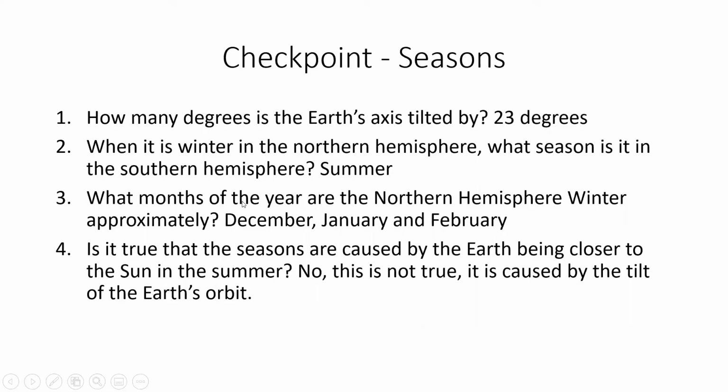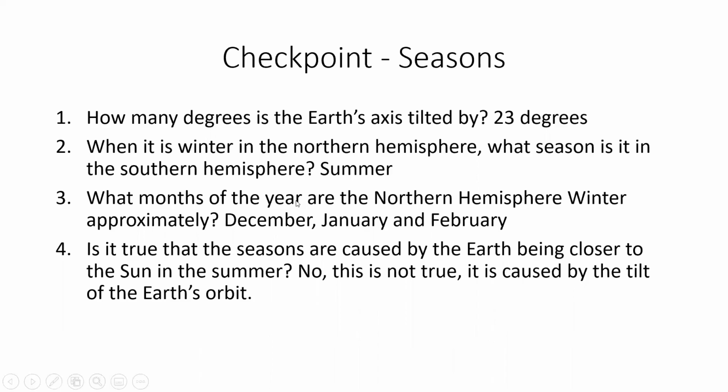When it is winter in the northern hemisphere, what season is it in the southern hemisphere? Summer. It's summer, so it's the opposite season. What months of the year are the northern hemisphere winter approximately? In the northern hemisphere, we generally count December, January, and February as the winter months.